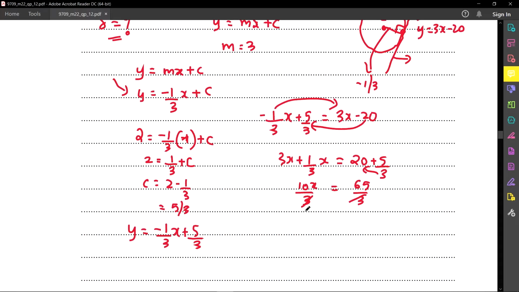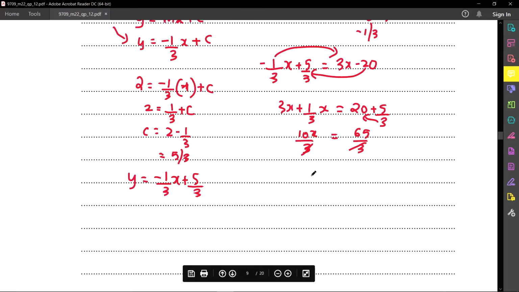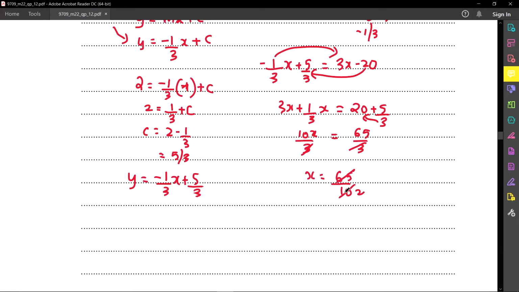So 10x equal to 65 by 3. Therefore, x is equal to 65 by 10. So 5 divides 10 two times. You can put it in the calculator, it will simplify and give it. And 5 divides 65 13 times. So this is 13 by 2. That's the x coordinate. Now the y coordinate is simple.